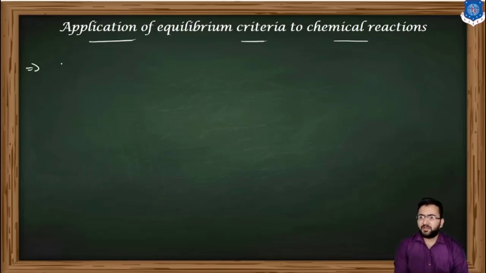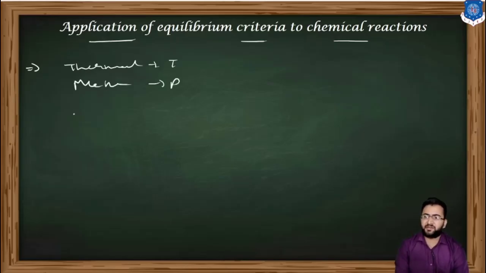The criterion for thermal equilibrium is simple. For thermal equilibrium, the temperature is constant. For mechanical equilibrium, the pressure is constant. But for chemical reaction equilibrium, there is no such simple criterion. There is an additional criterion.